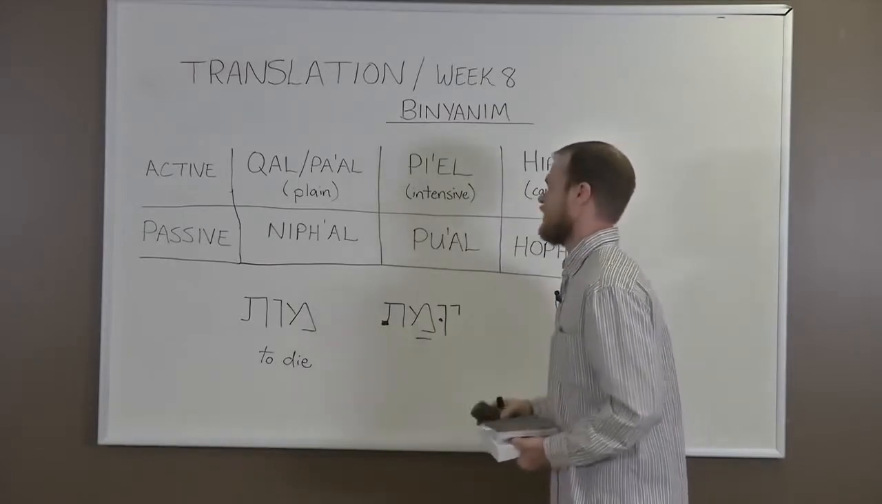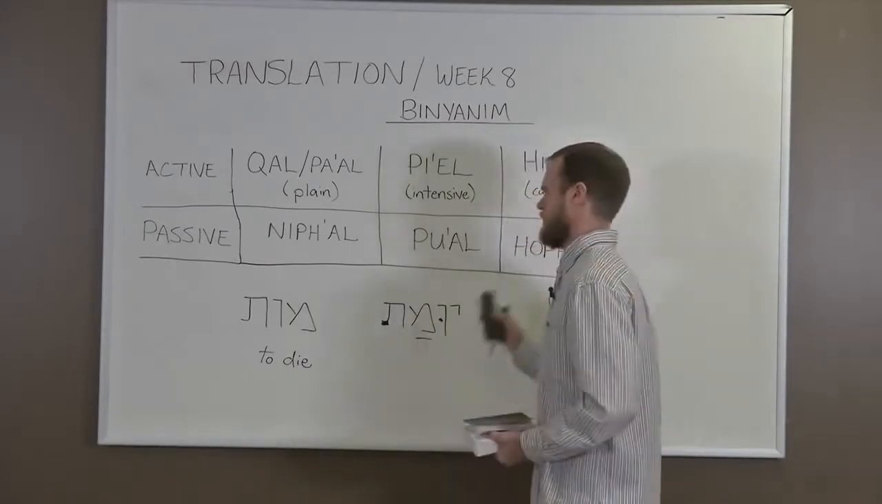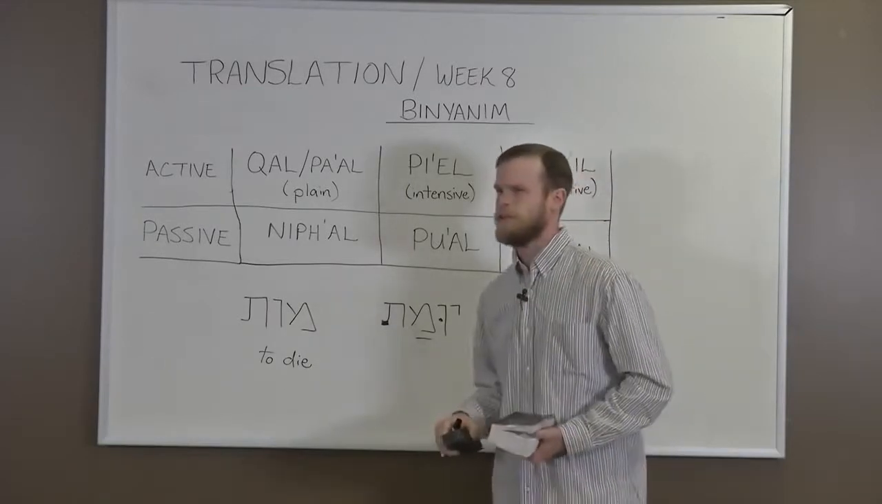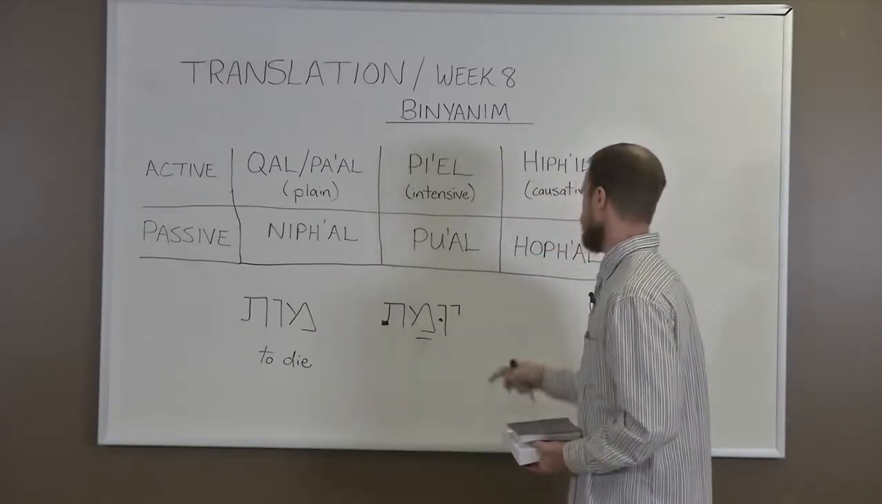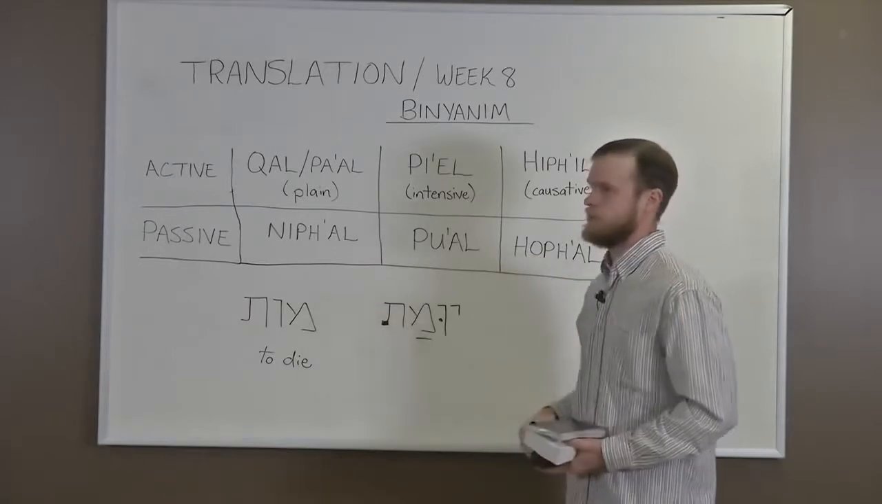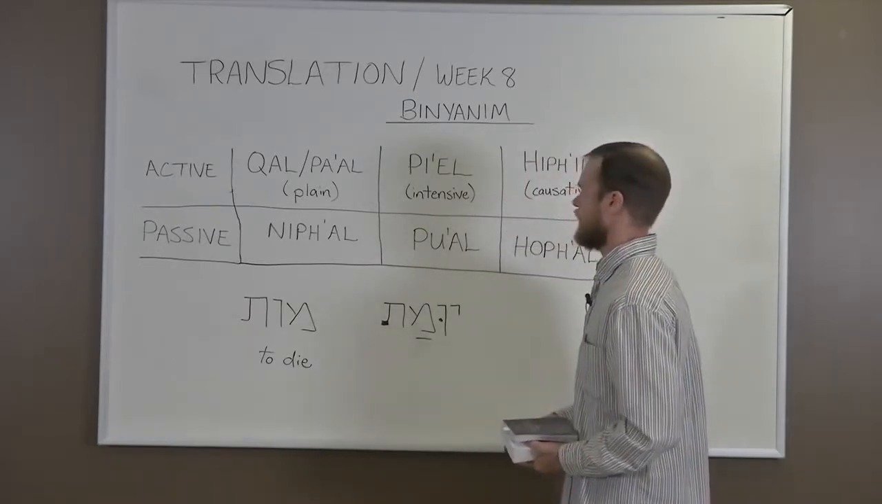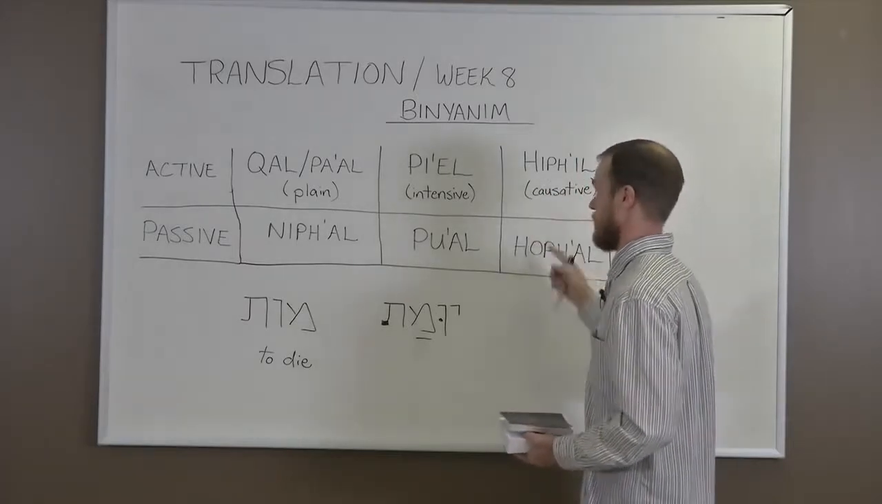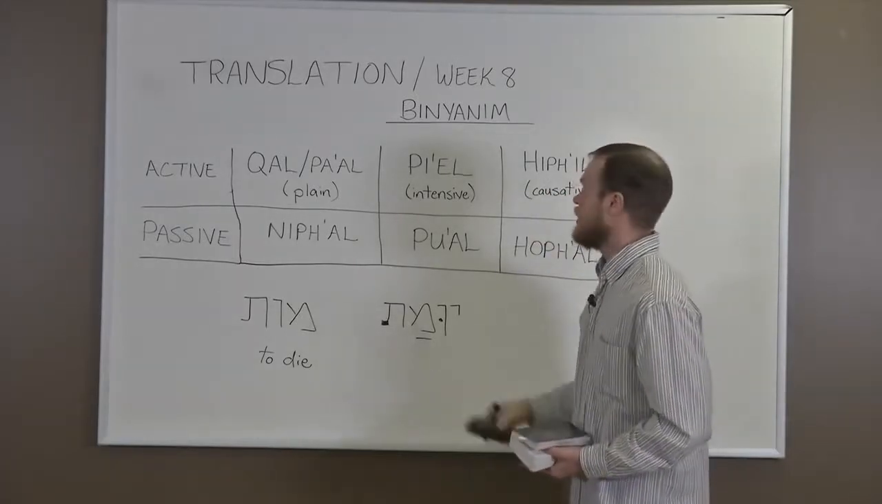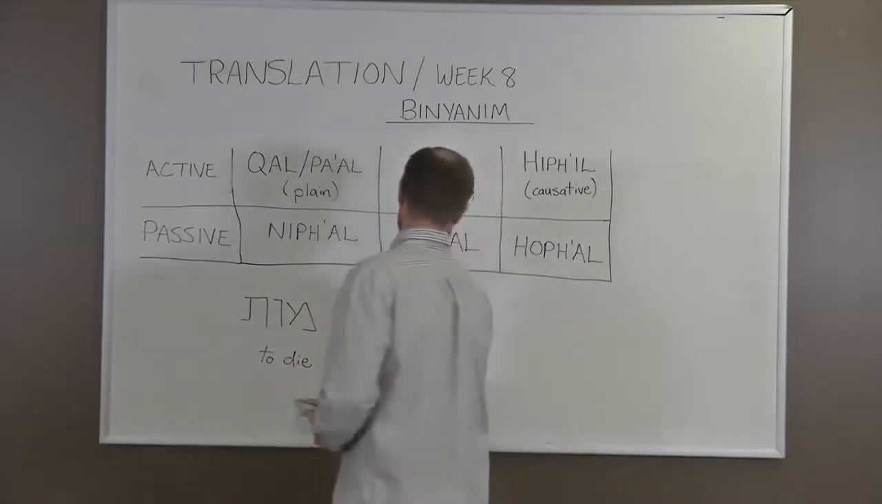Again, it is probably the least commonly used. The pual isn't used all that much either. But because it's so specific, the hafal is probably the least commonly used binyan. But it is the counterpart of the hifil. It's just in the passive voice. So those are six of the seven major binyanim.